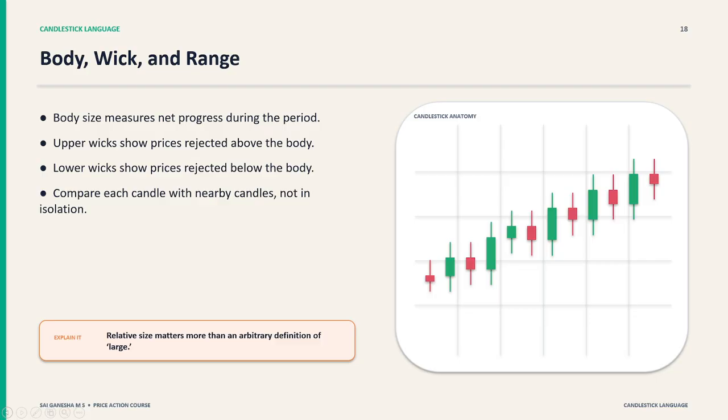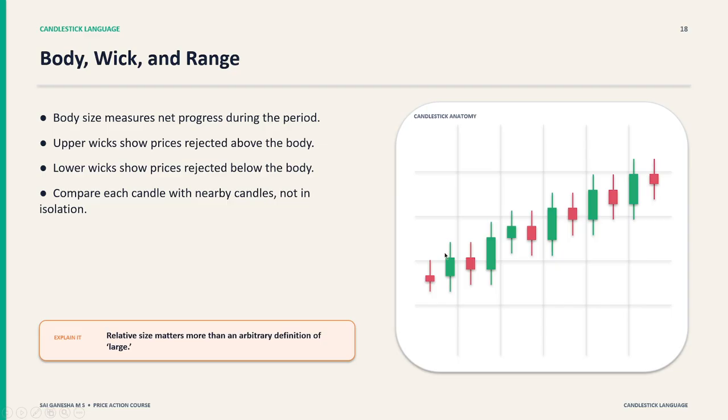The body shows the distance between the opening price and the closing price, as you know. A large body means price made stronger progress in one direction during the period. A small body means the open and close were close together. That can show hesitation or temporary balance between buyers and sellers.